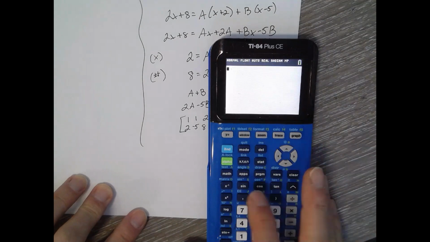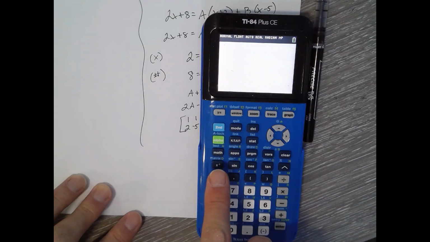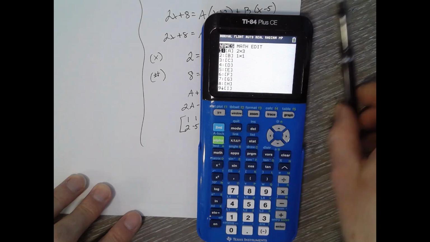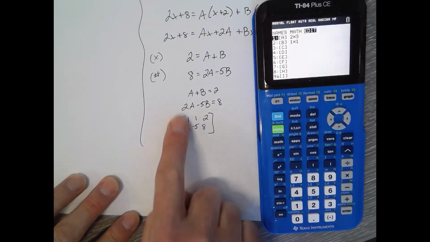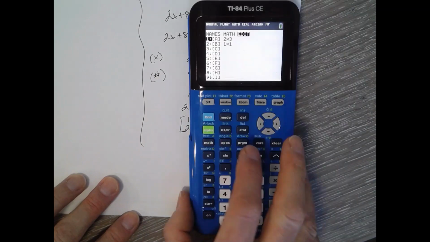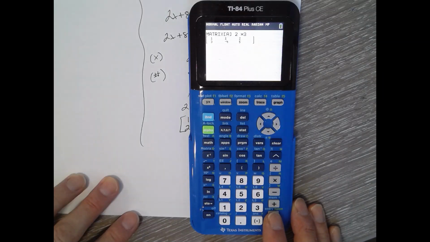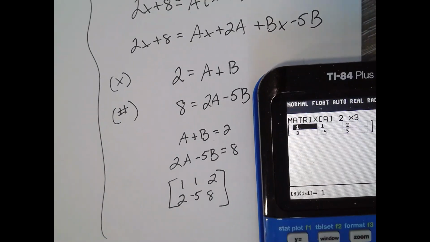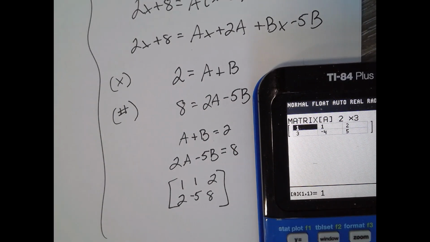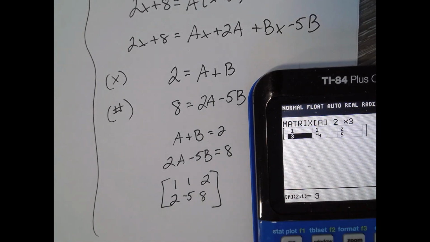So on a calculator, we're going to go to matrix. It's right there. And we're going to edit. And this is a 2 by 3 matrix that we're dealing with. If it was a 3 equation system, it'd be 3 by 4, but here it's a 2 by 3. And I'm just going to edit matrix A that's already in my calculator. So my coefficients are 1, 1, 2. The first row is actually the same. Then 2, -5, and 8.